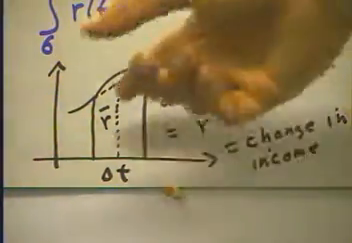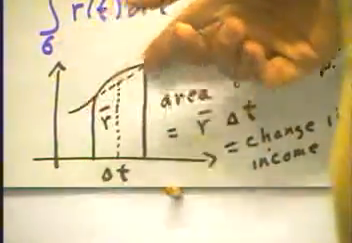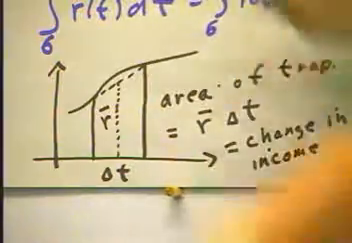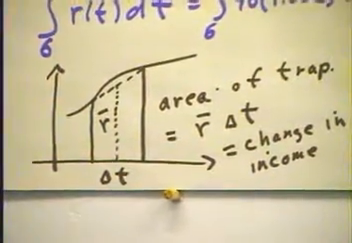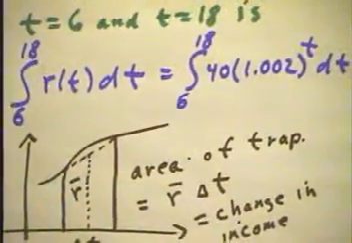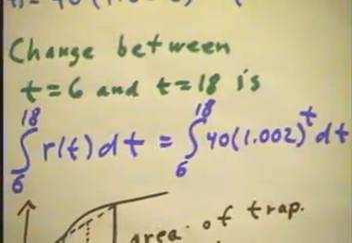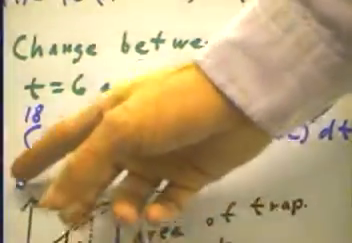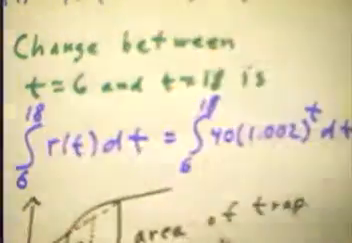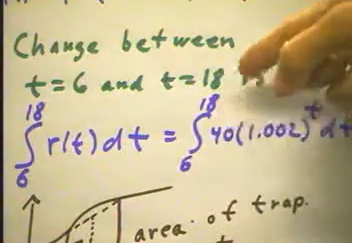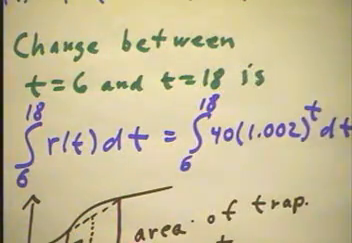The other thing, of course, that we could determine from a trapezoid is the slope, but in this case the slope is just the rate at which this rate changes. We're not interested in that. What we're interested in is the integral from t equals 6 to t equals 18 of the rate function. That integral is written as integral from 6 to 18 of 40 times 1.002 to the t dt.